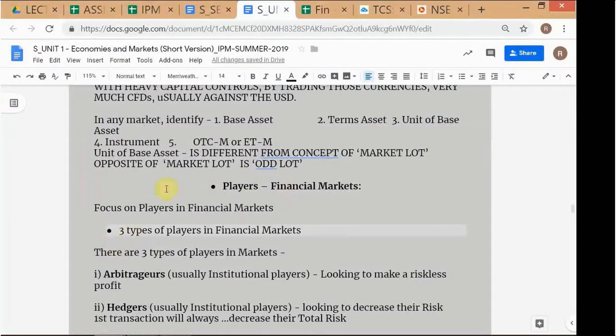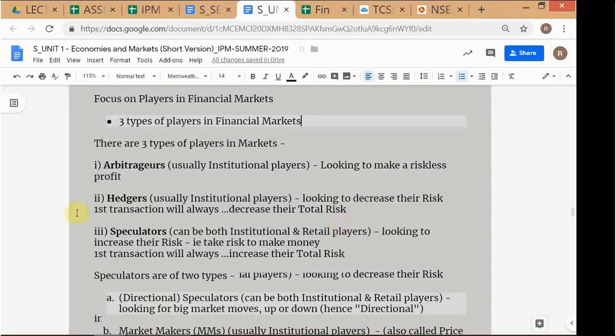So we have three types of players in financial markets: arbitrageurs, hedgers, and speculators. And you see how they are defined. They are essentially defined in a very simple way, by looking at this common element, with respect to how they behave with respect to risk, what they are trying to do with respect to risk. Once you understand the concept, it will become very easy to understand.